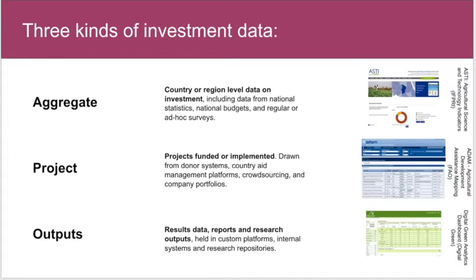Then we get down to the project level, looking at projects that are being funded or implemented. And again, those might be drawn from donor systems, from country aid management platforms, and also from crowdsourcing or from the portfolios of projects that companies are engaged in. And key here was looking not only at projects from traditional donors, but also trying to get a view of what data is out there on private sector investments in the agriculture world also. And lastly, we can get down to the output level. What's the results data?